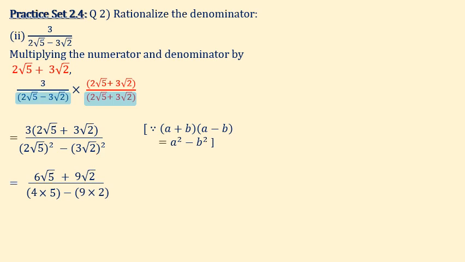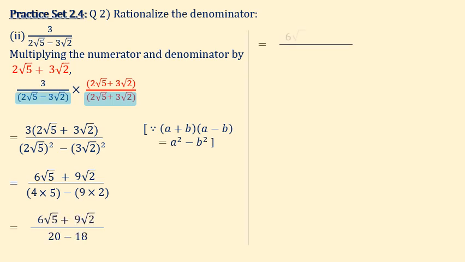We further simplify. So we get 6 root 5 plus 9 root 2 upon 20 minus 18. So the final answer obtained is 6 root 5 plus 9 root 2 upon 2. Note that the denominator 2 is a rational number.